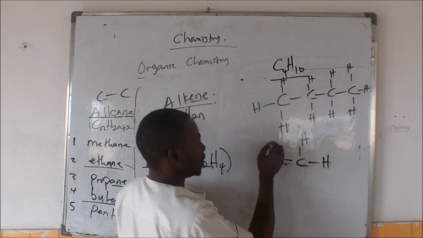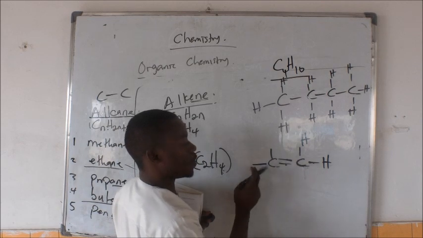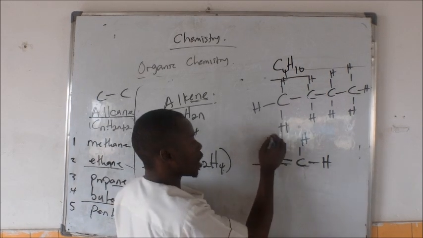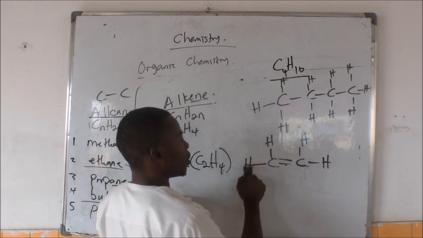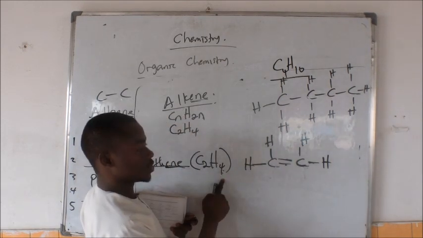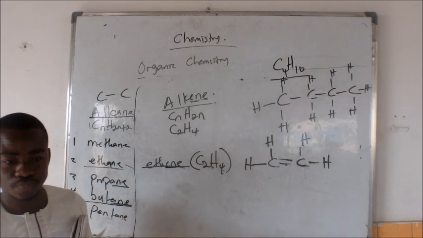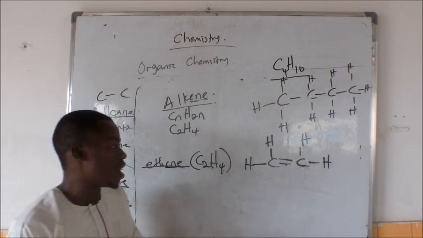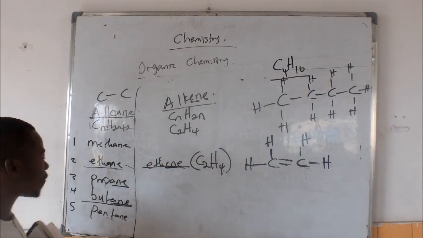The same thing is here. How many bonds do you have here? 1, 2, 3, 4. That is 4 bonds. Then you cannot complete it with more hydrogen. Okay? How many hydrogen do you have in total? 1, 2, 3, 4, which is 4. How many carbon do you have in total? 1, 2, which is 2. So this is the structural formula of ethene. Now, what will be the structural formula of propene?